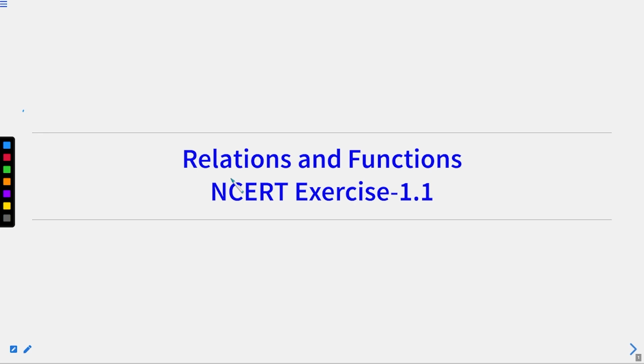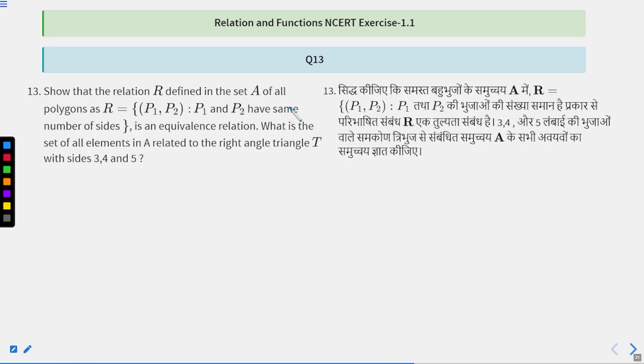In today's class, we will be seeing the remaining problems of NCERT exercise 1.1. So we covered 1 to 12, and now the 13th problem. What does it say? Show that the relation R defined in the set A of all polygons as follows. My relation is from A to A, which means R must be a subset of A cross A.